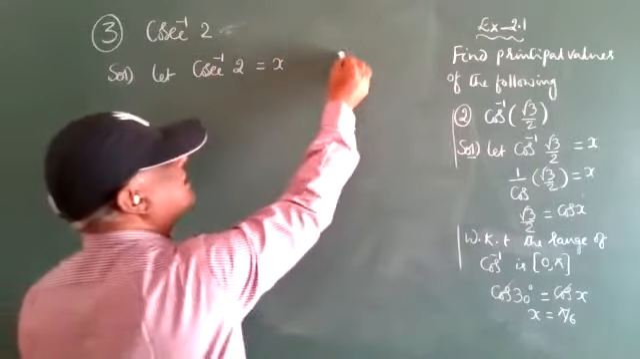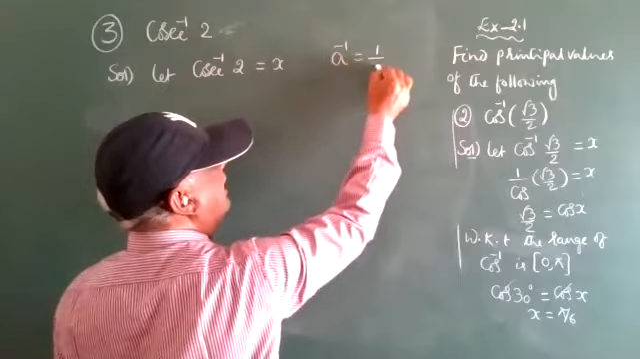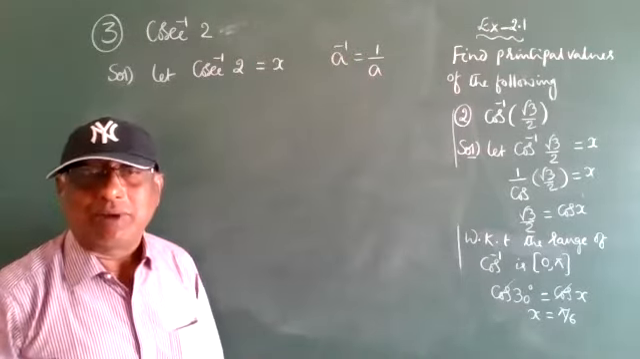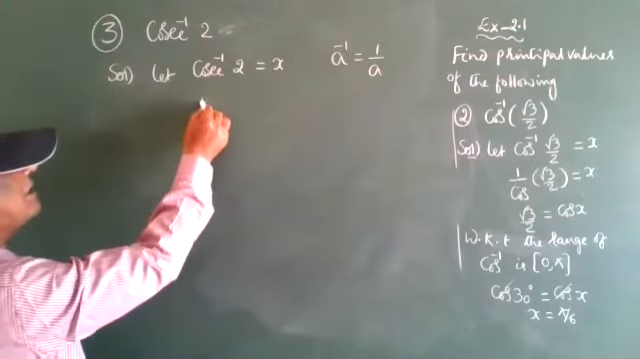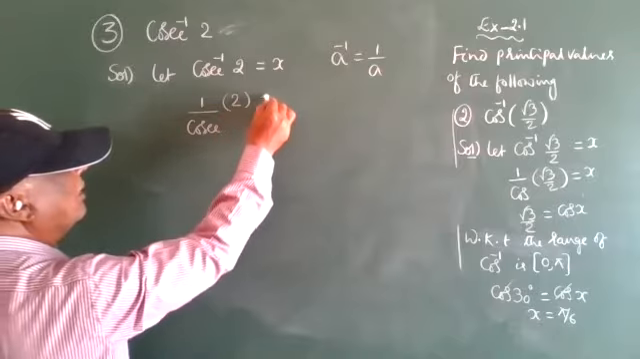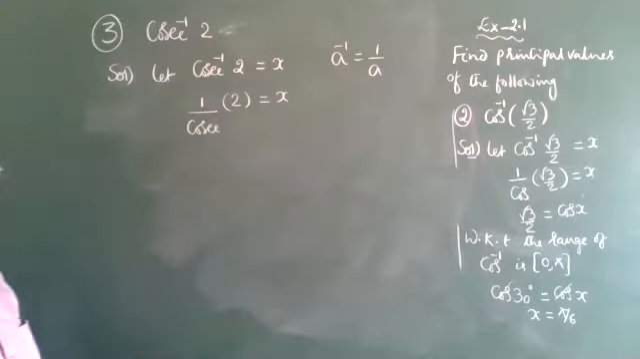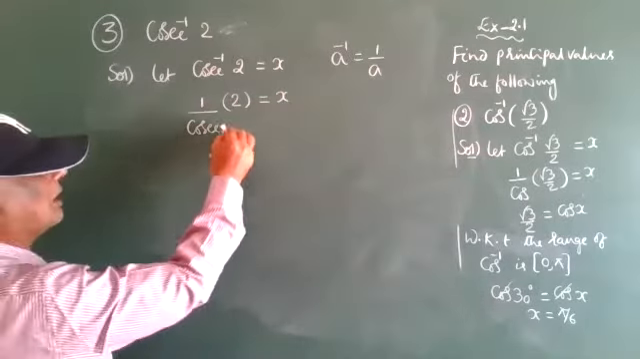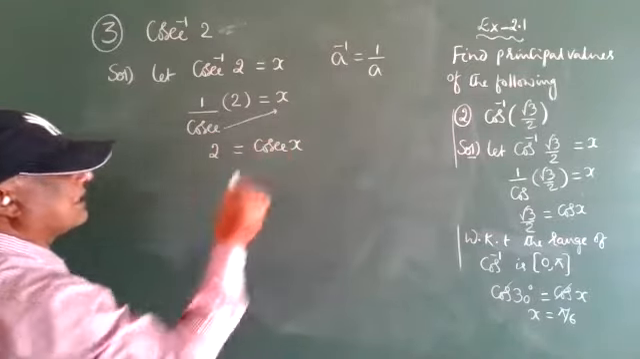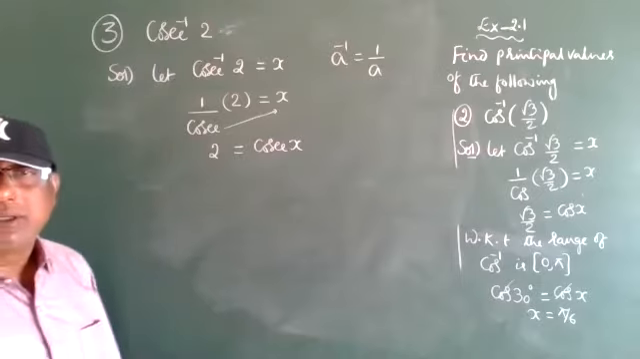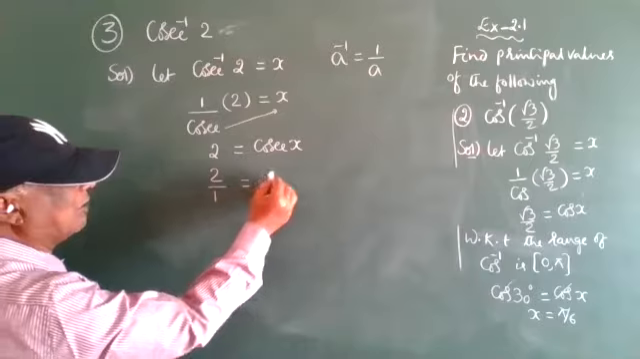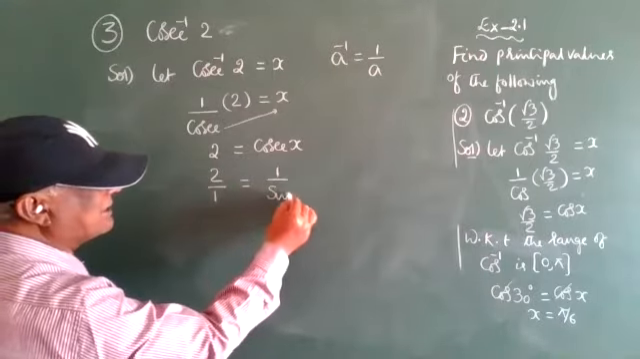A inverse means how can you write it? 1 by A. A inverse is 1 by A. Okay? Cosecant inverse of 2 is equal to x means 2 is equal to cosecant x, by cross multiplication. What does cosecant x mean? 2 by 1 is equal to 1 by sine x.